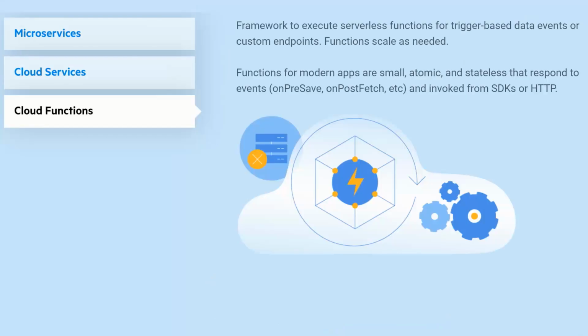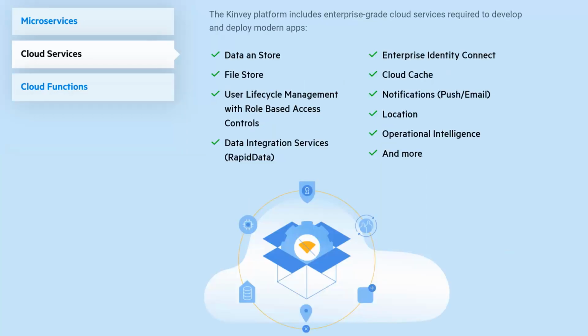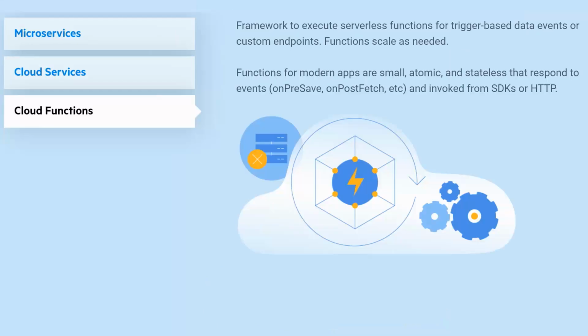On Kinvey, we have a bunch of services that you have through the cloud, like your file store and data integration thanks to rapid data. You have cloud caching, which we'll talk about a little bit more in a bit. Enterprise Identity Connect and operational intelligence. Some really great things that help you get to that enterprise level with their cloud services.